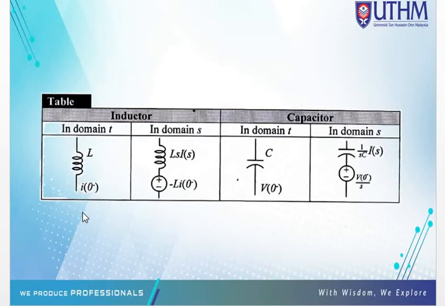In a drawing form or in a diagram form, we can draw the inductor and capacitor in the S domain like this. So this is the inductor in the time domain. And this is the inductor in the S domain: L sI(s) plus the source minus L i(0). And this is the capacitor in the time domain. Whereas this is the capacitor in the S domain. So it's 1/(sC) times I(s).